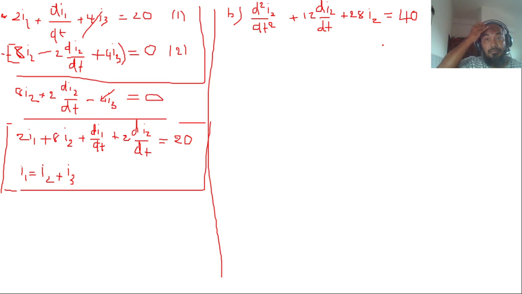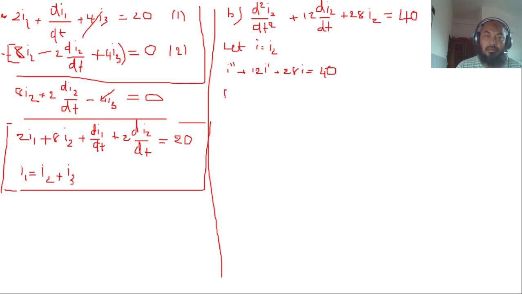Okay, so we will get, let I equal to I2, so replace I2 with I. It's easy for us to do this, so it will be I double dash plus 12 I dash plus 28 I equal to 40. Okay, so we work with guesswork.